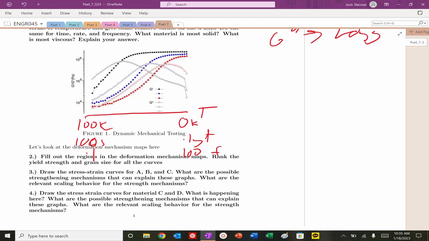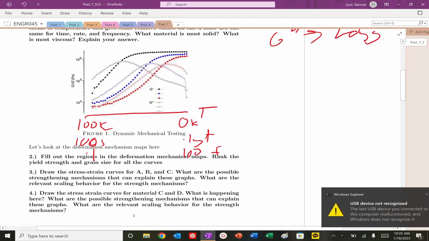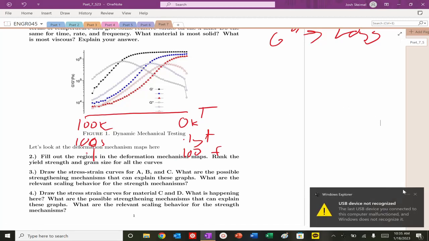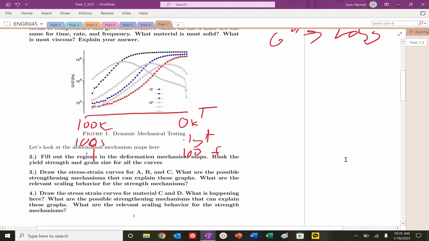So which material is the most solid, most viscous? If I'm looking at, for example, my relaxation frequency here, I always like to think about relaxation frequency. Actually, we can just do it in terms of Tg, but we can look at both. This is my crossover point here, here's my crossover point here, and here's my crossover point here. If I look at relaxation frequencies, my relaxation frequency here is the lowest relaxation frequency.